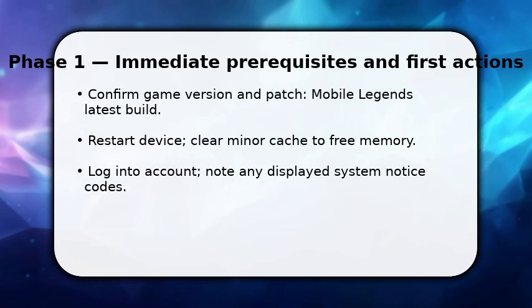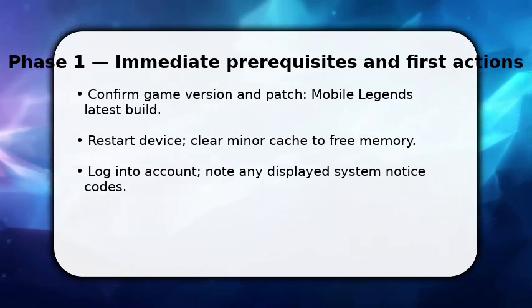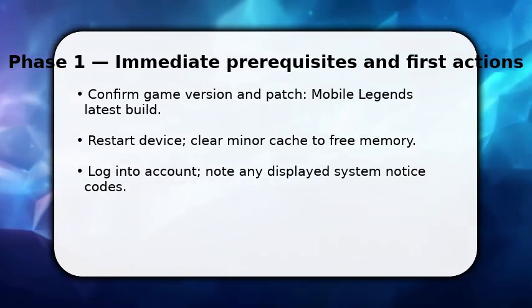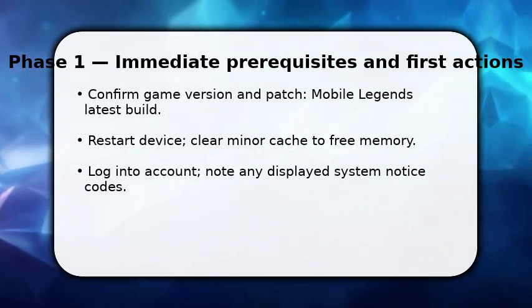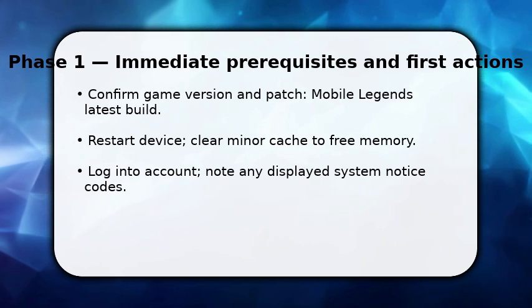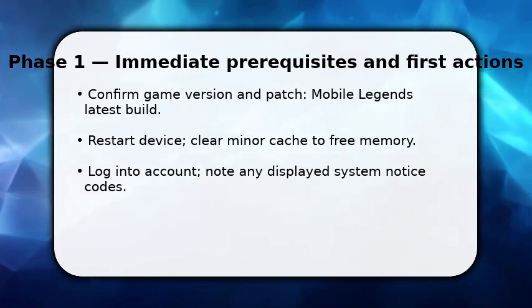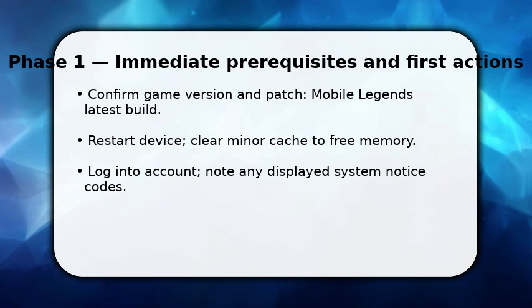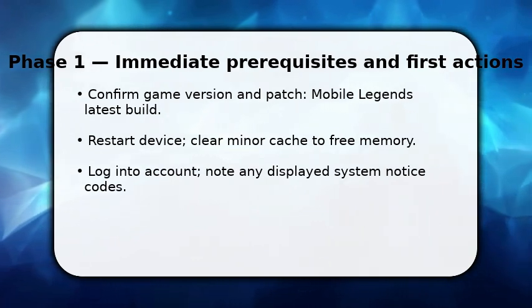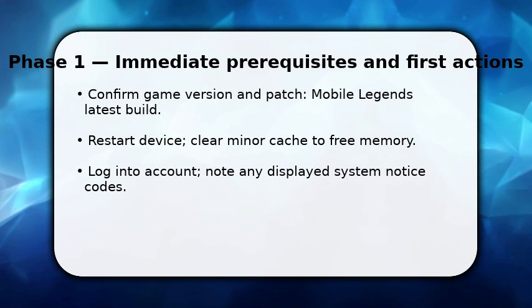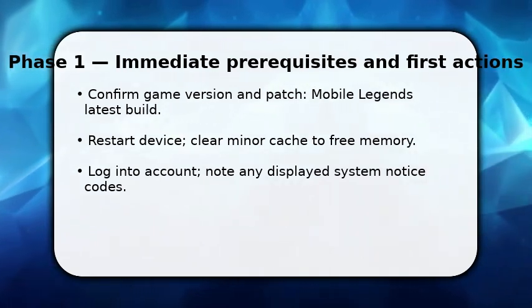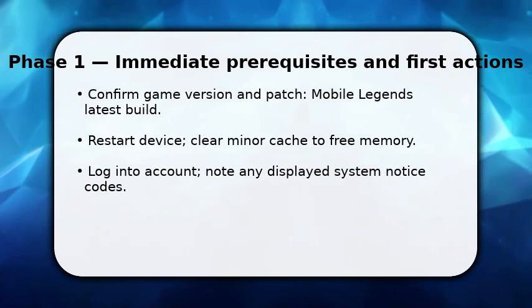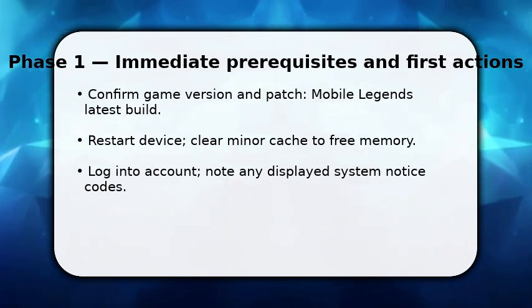You begin by confirming the app version and the exact system notice text. This matters because different notices require different fixes. Once done, restart the phone to clear transient issues and open the game to reproduce the notice. Make sure to note any error or code shown, then clear the game cache and close background apps to free RAM. These first steps remove common causes quickly, and they help you determine whether the problem is local or server-side.